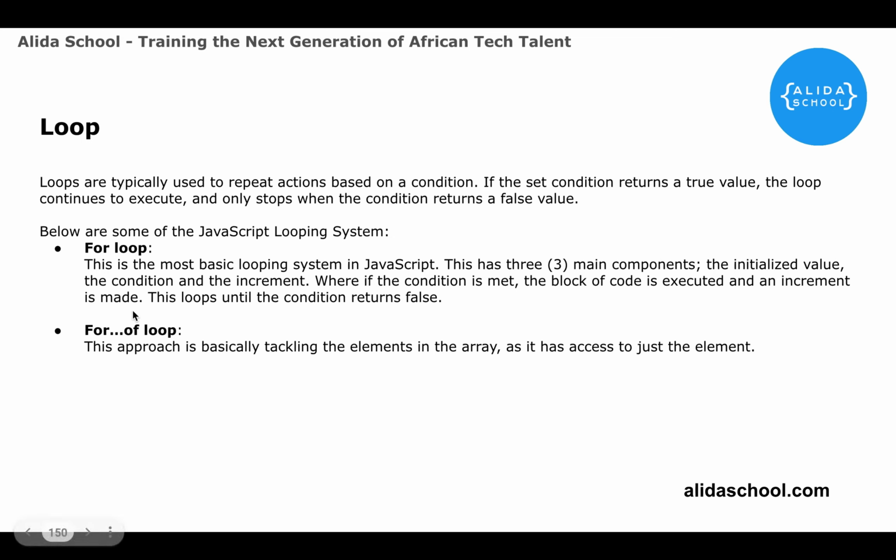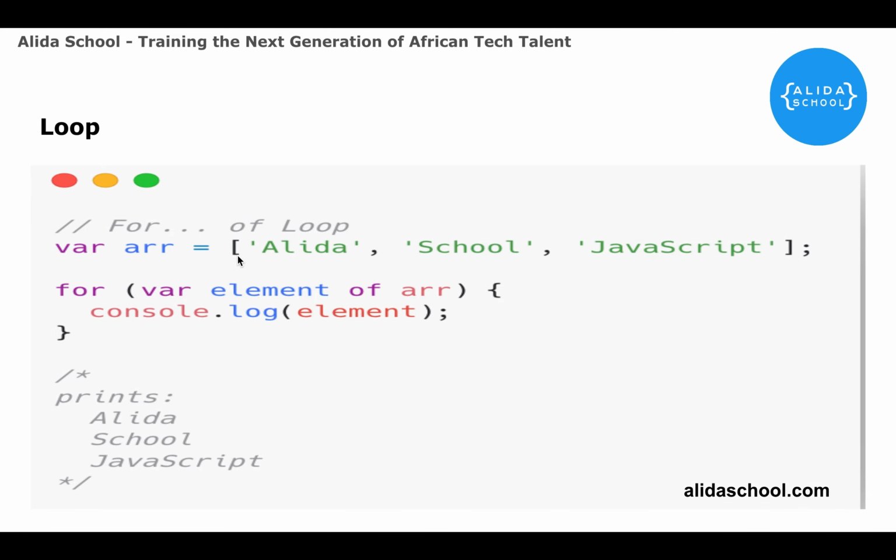Using the for of loop. This approach is basically tackling the elements in the array, as it has access to just the elements. From the snippet, we see the same array we used before: Alida, school, and JavaScript, where we are simply printing the element, console.log element. So it tackles each of the elements in the array and prints the value for us.